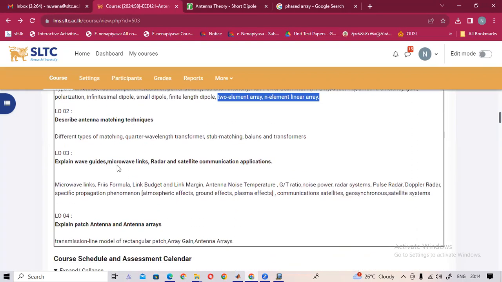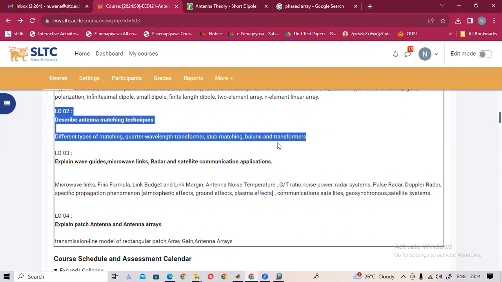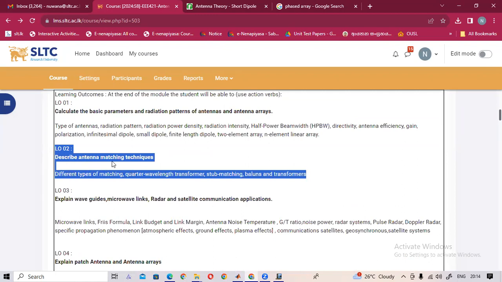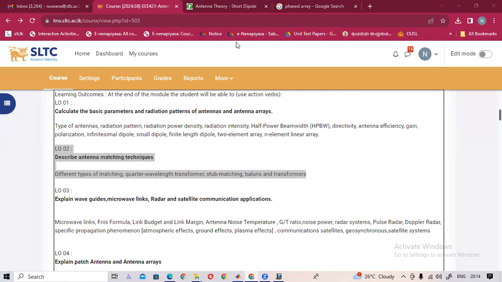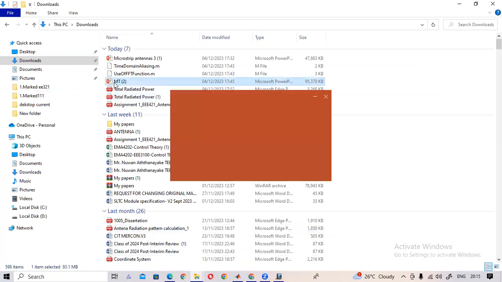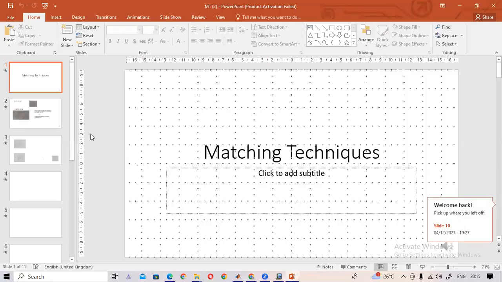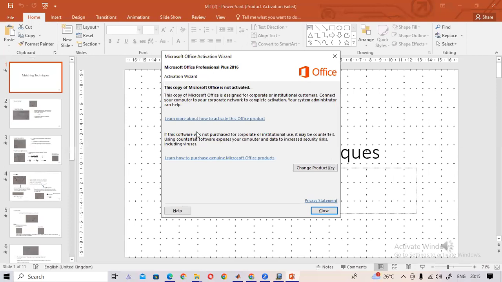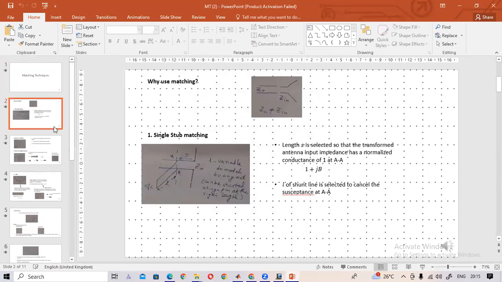Now we come to this part. That is LO2, learning outcome 2. Here we have to learn the antenna matching techniques. As usual, I'm going to use Professor Disalu Duawala's notes. Here most of the important matching techniques are mentioned.